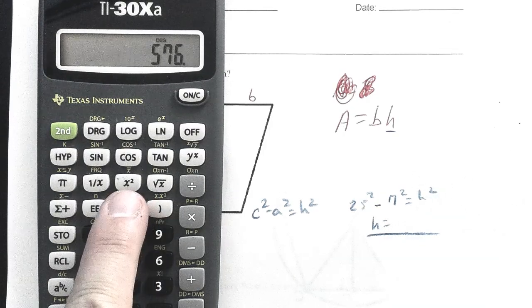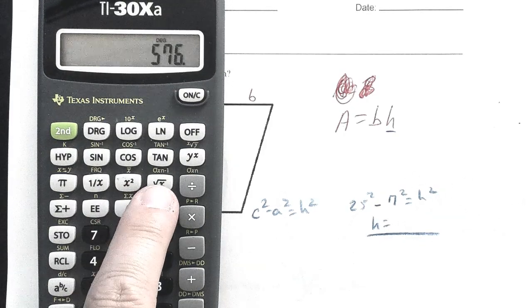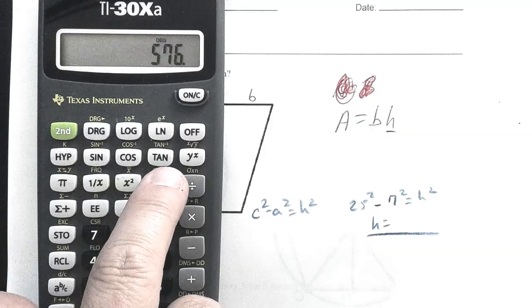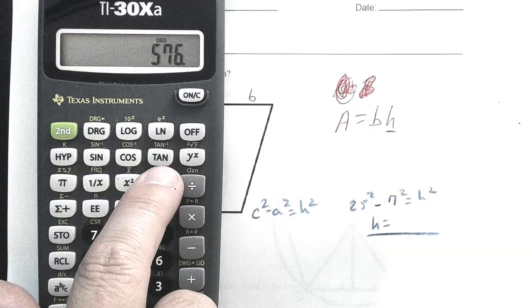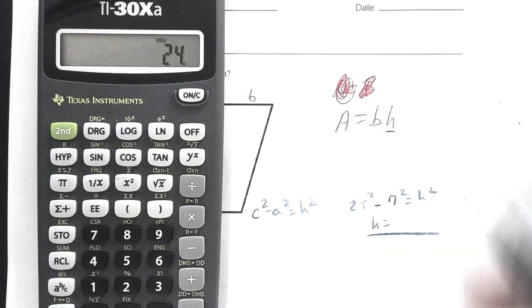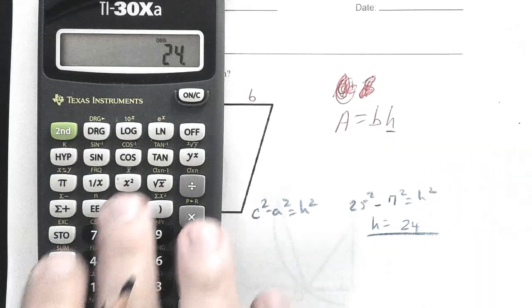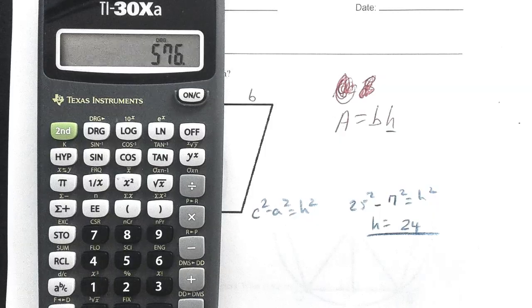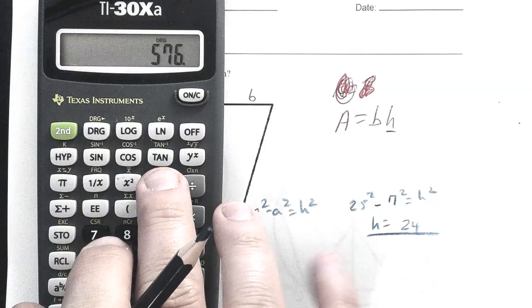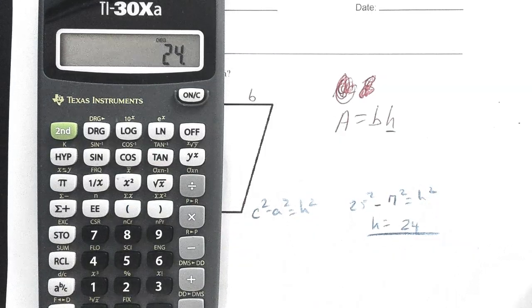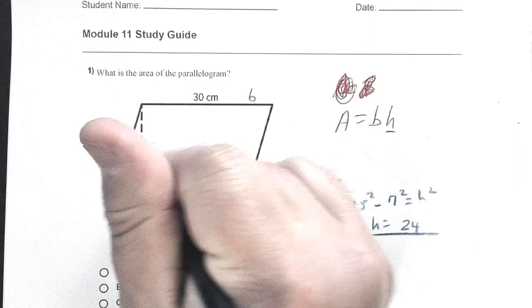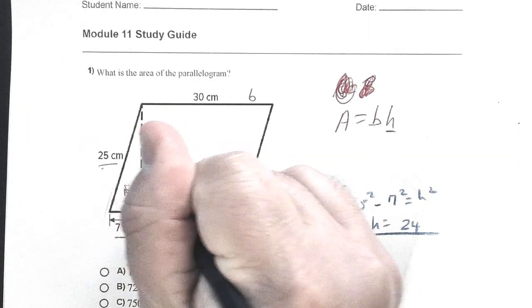I want the square root. Right beside the squared button is the square root, and you won't have to hit equals with this one. This is one of the few that you don't. So hit this, and your height is 24. Your height squared was 576, and if you square 24, that's what you get. What we needed was the square root of the height squared, which was 24. So our height equals 24.